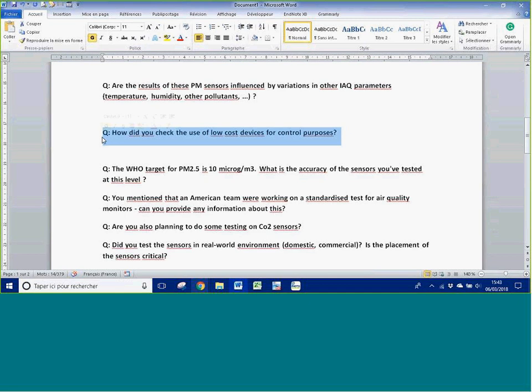But these are standalone room-by-room devices. They're not part of a whole house system. But they're using the same light scattering, inexpensive sensors inside.